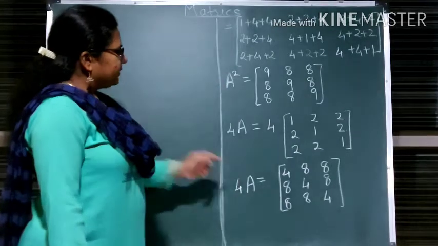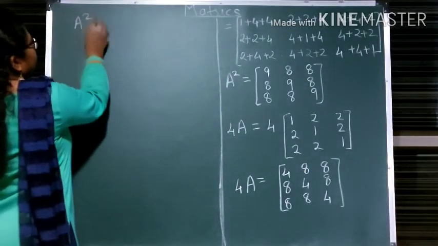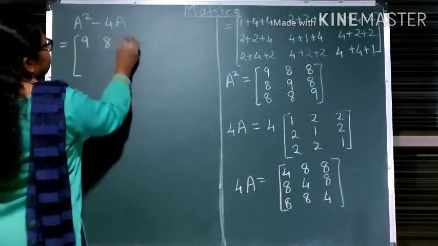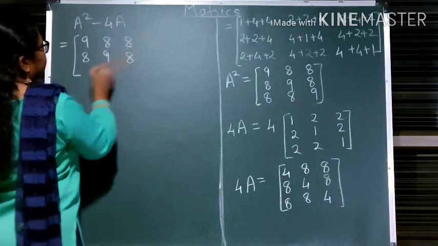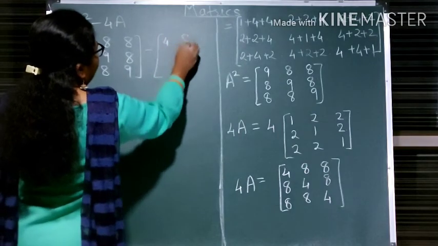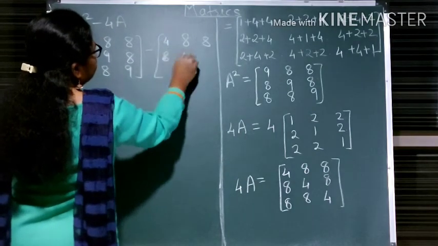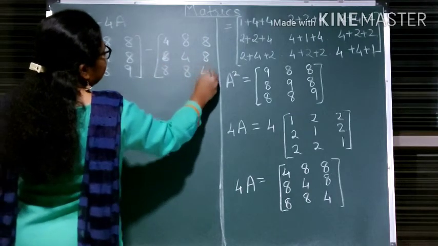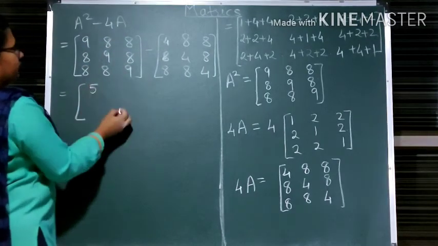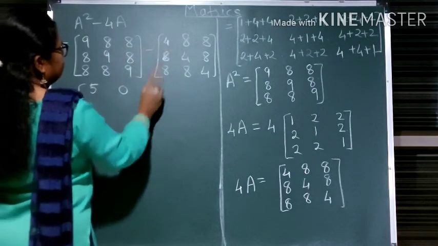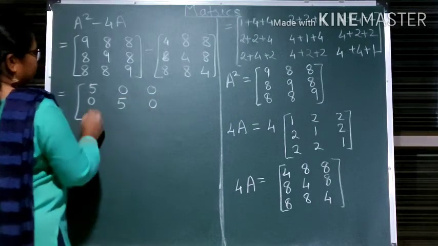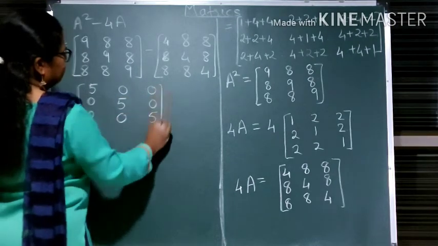Now we will find A square minus 4A. So A square minus 4A. A square is 9, 8, 8, 8, 9, 8 and 8, 8, 9. Minus 4A is 4, 8, 8, 8, 4, 8 and 8, 8, 4. So subtract the values. 9 minus 4 is 5. 8 minus 8, 0. 8 minus 8, 0. 8 minus 8, 0. 9 minus 4, 5. And again 0, 0, 0. 9 minus 4 is again 5.